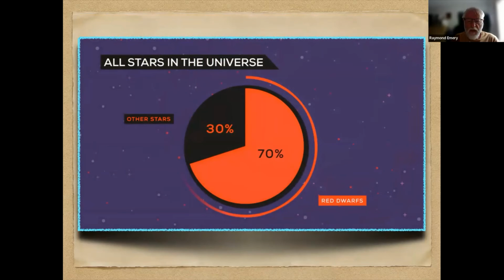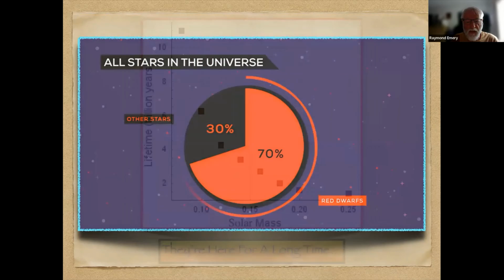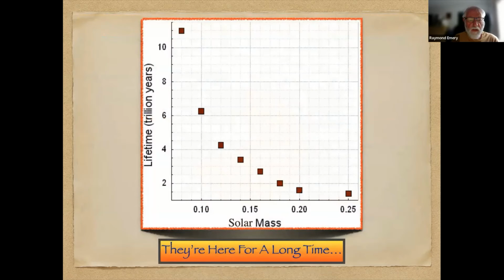But to remind you that they still make up about 70% of the stars in the known universe by our estimates, and they're also here for a very, very long time. This is solar mass on the bottom. If you can see, if you get a star which is a quarter of a solar mass, and I should say that red dwarf stars are defined as kicking in at about 0.1, 1/10 of a solar mass.